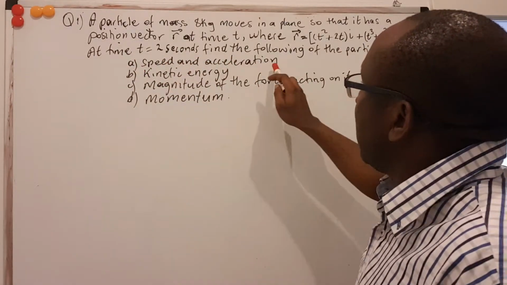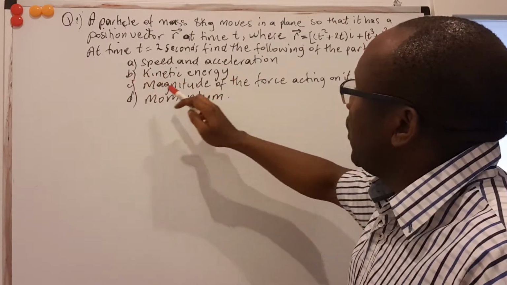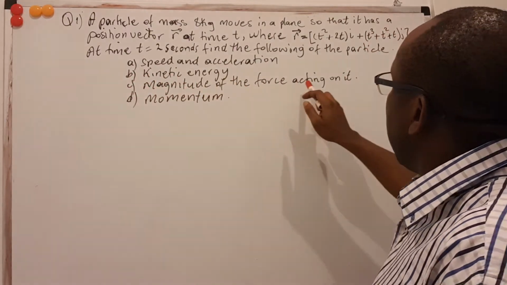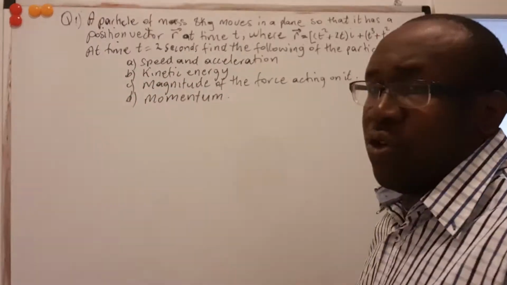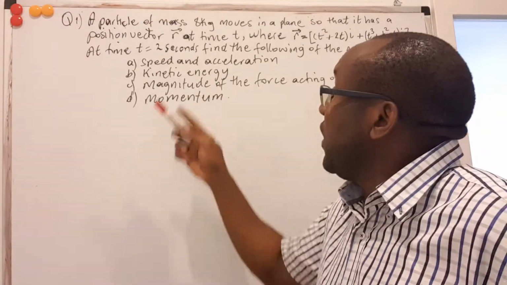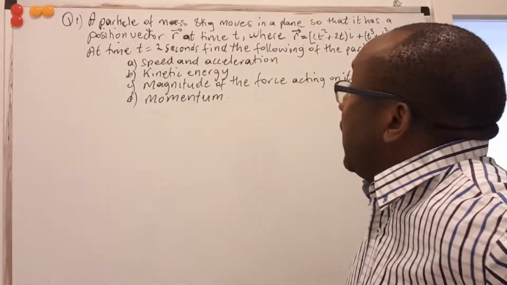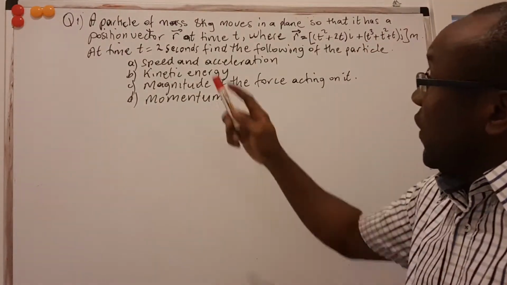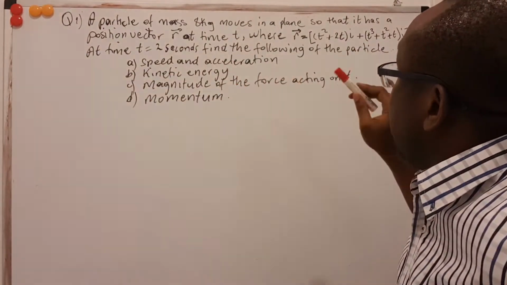A. Speed and acceleration. B. Kinetic energy. C. Magnitude of the force acting on it. D. Momentum. So this will give us a chance also to revise a few things about these mechanical quantities. The first thing is to see what is given to us.